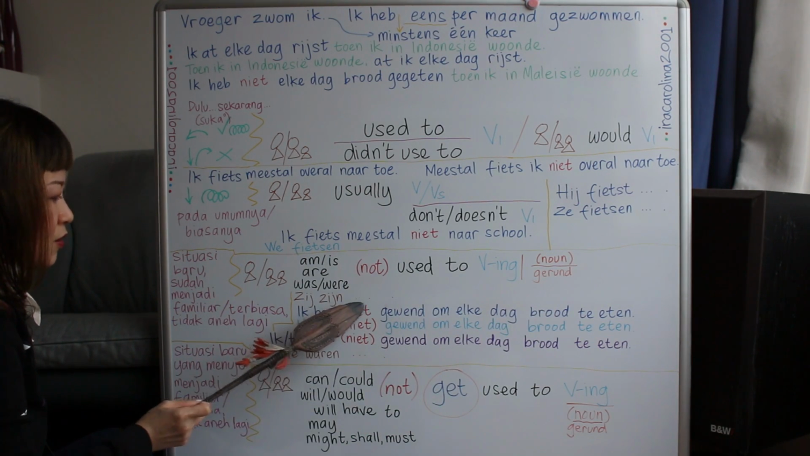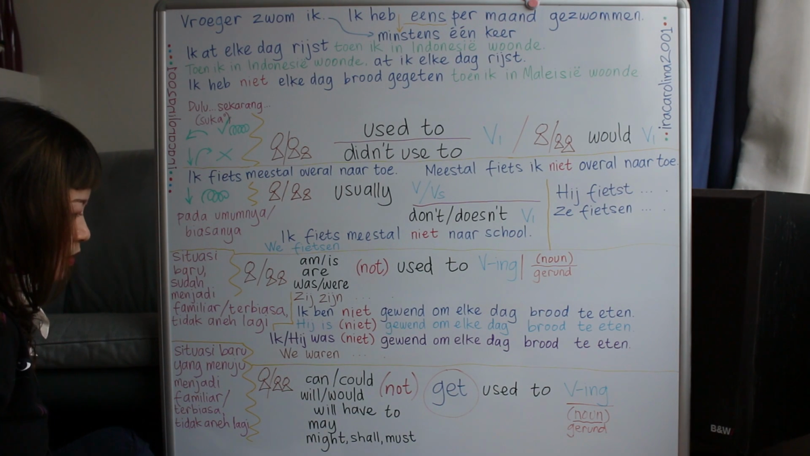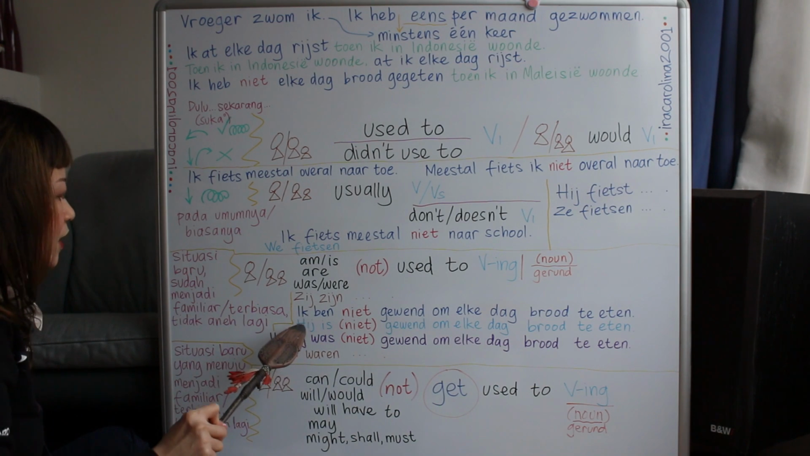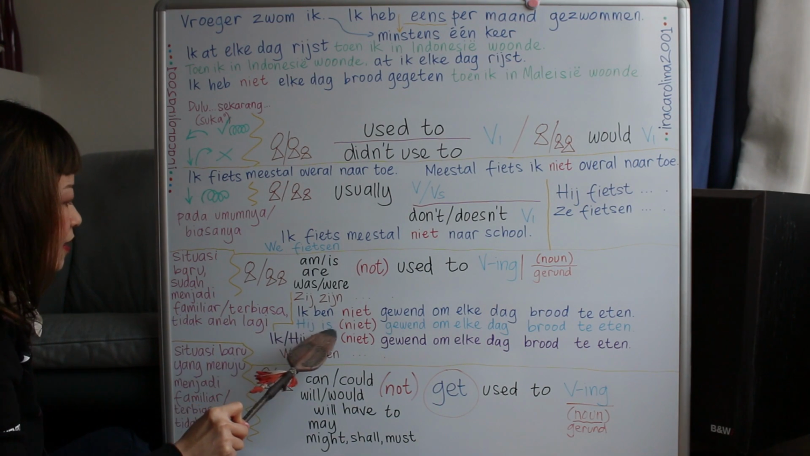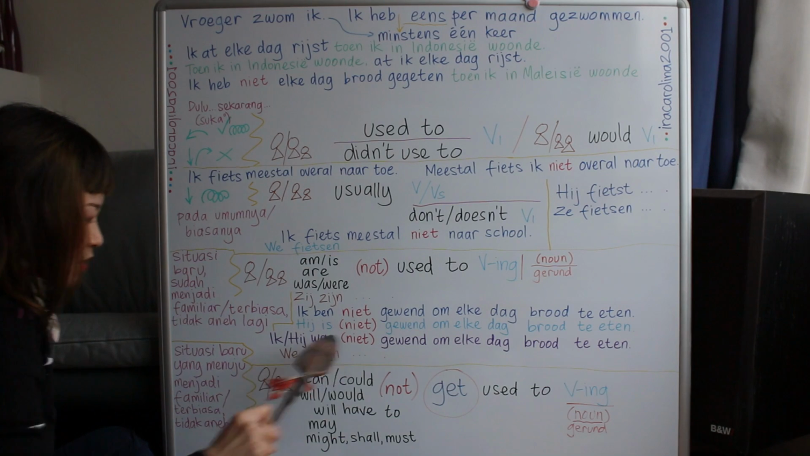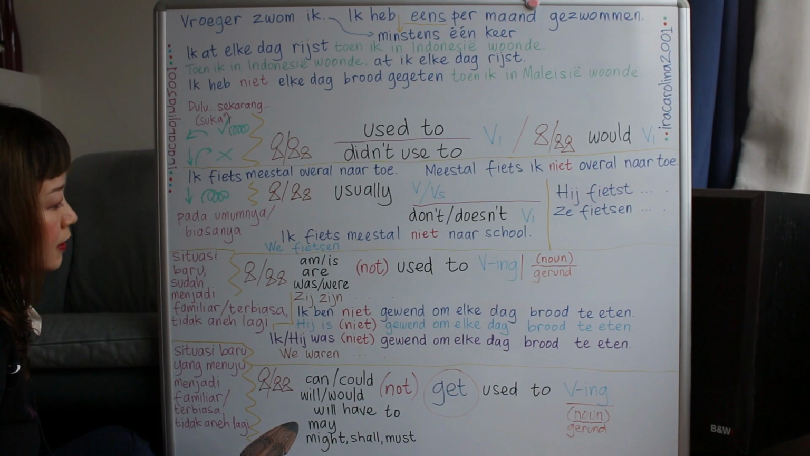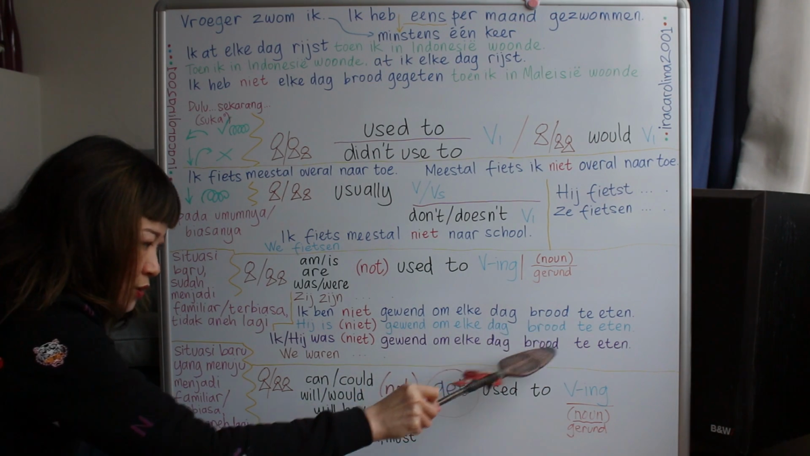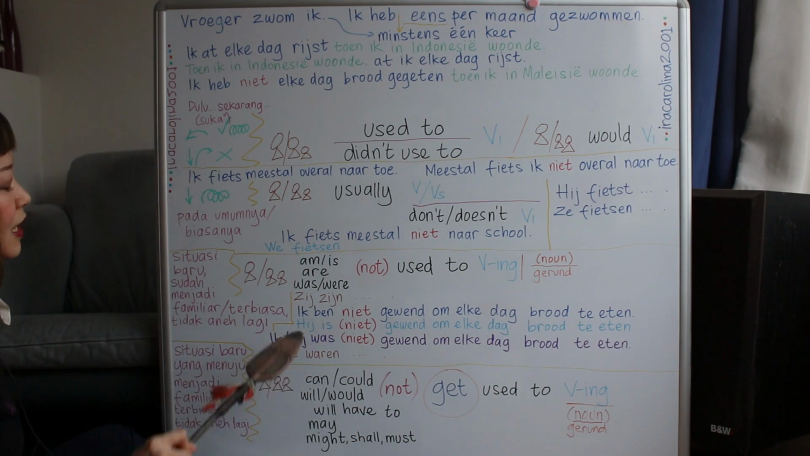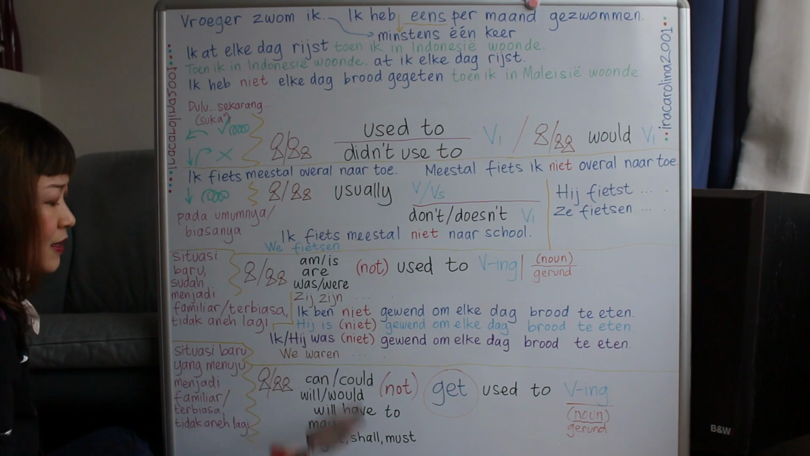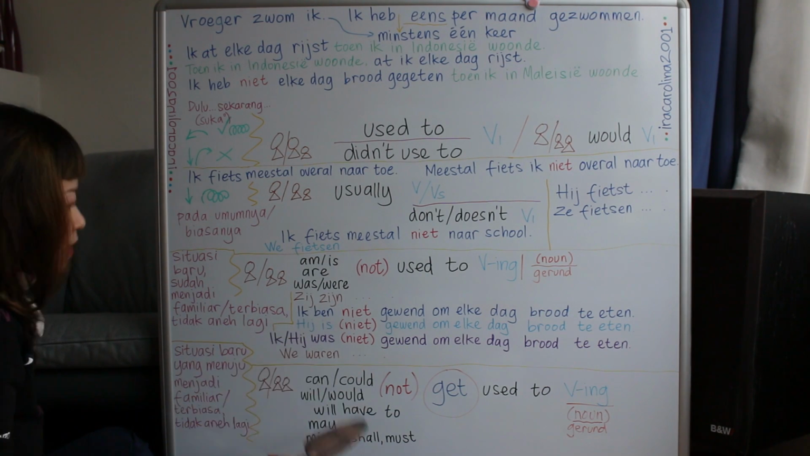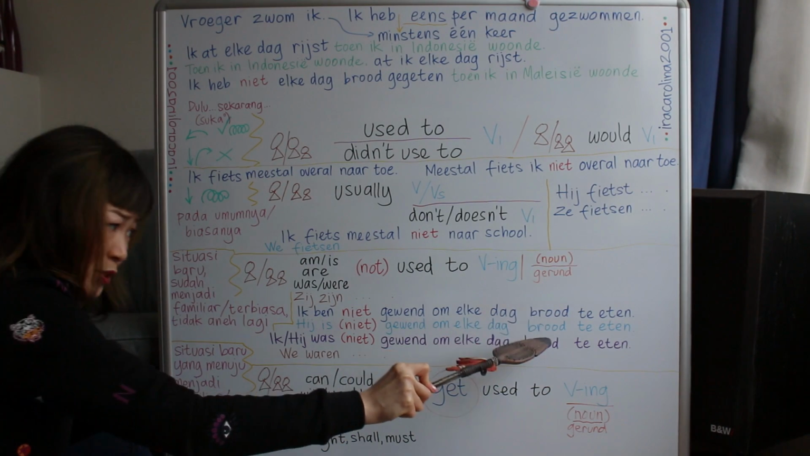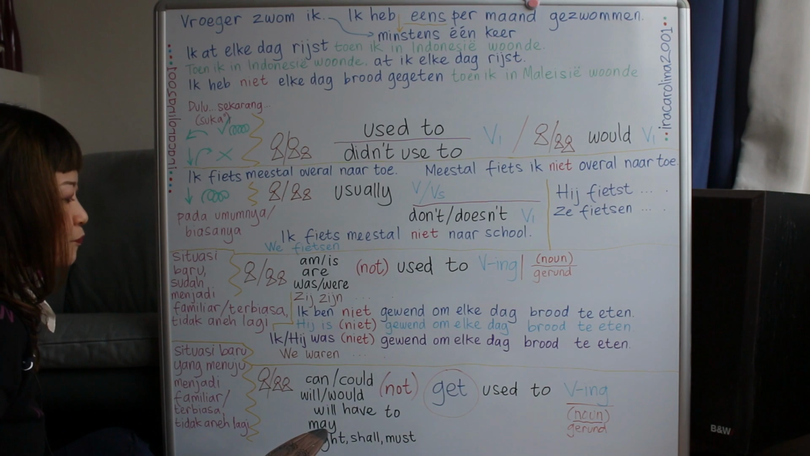You can use the niet or you can skip the niet, depending on the meaning of your sentence. You can also change with hij and is. The rest is the same. Hij is gewend om elke dag brood te eten. Hij is niet, he is not gewend om elke dag brood te eten.